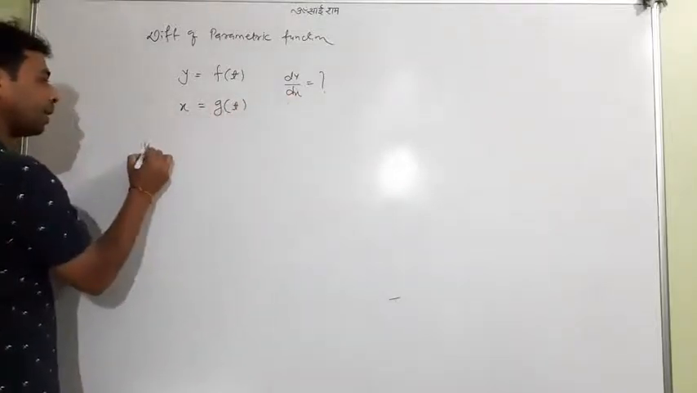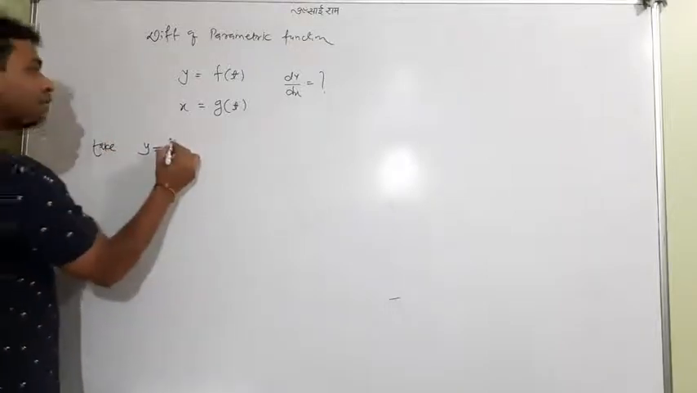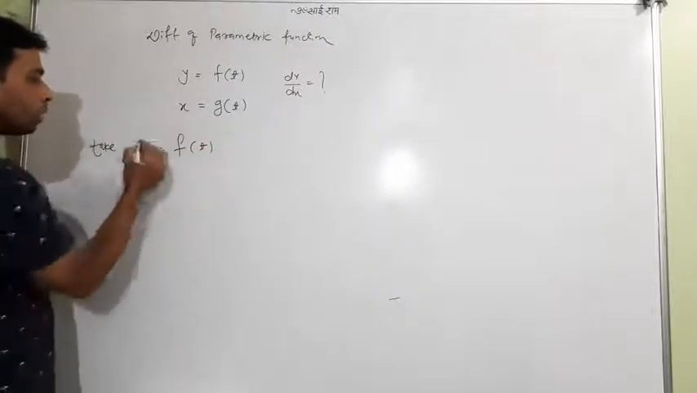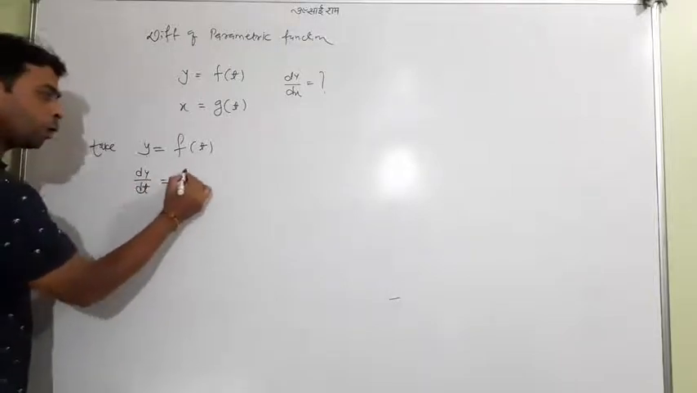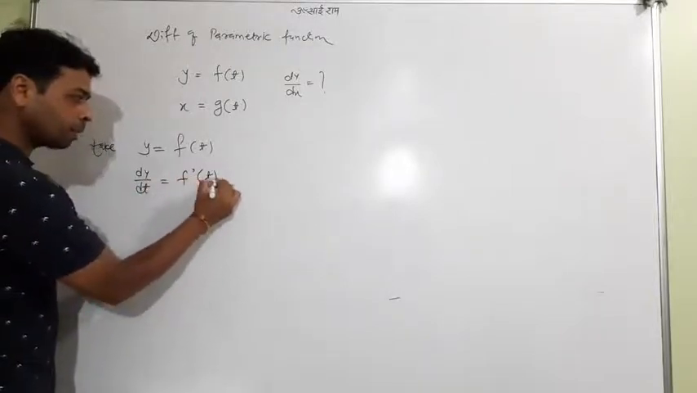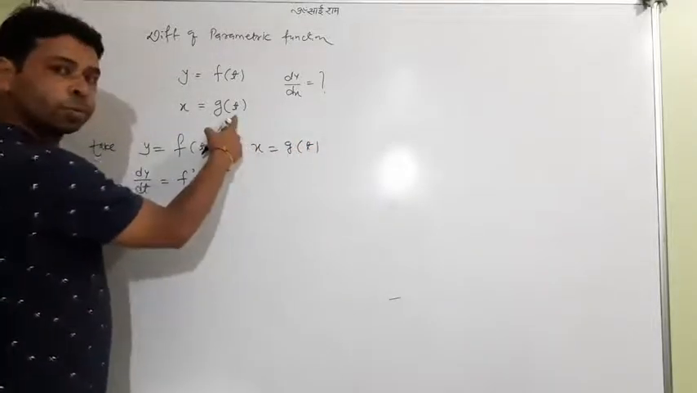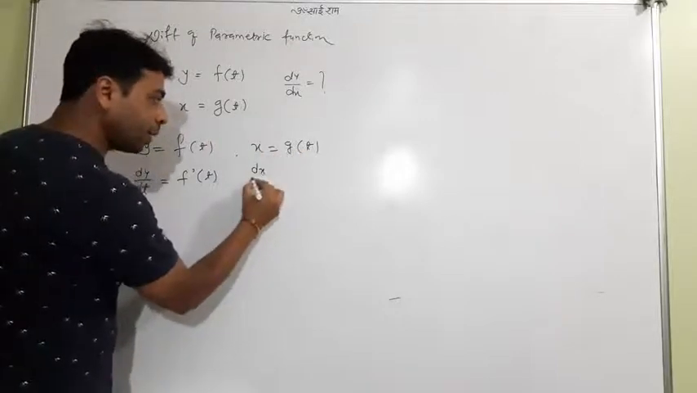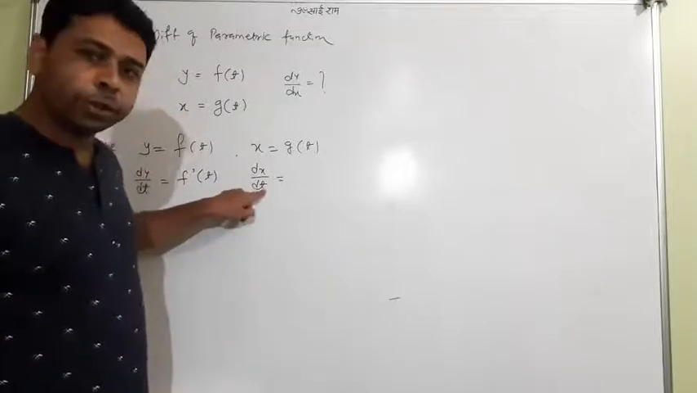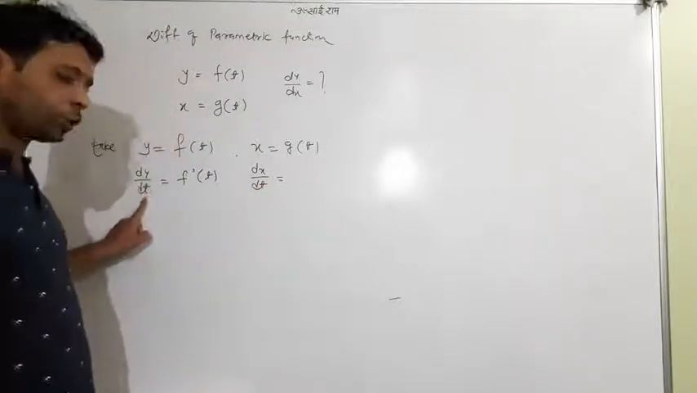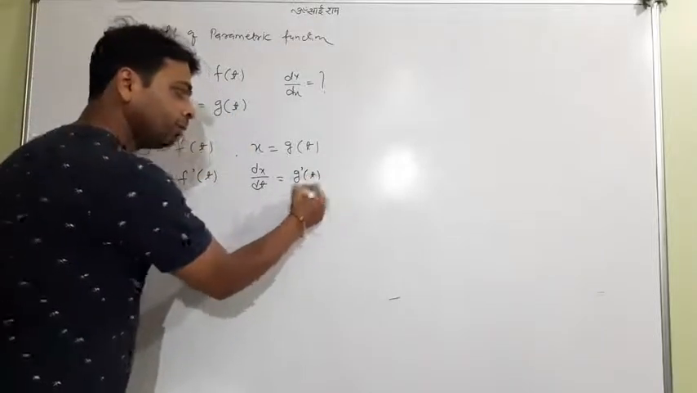For finding dy by dx, first you have to take y equal to f of t. Since y is a function of t, you find dy by dt. Whatever answer you get, suppose f dash t is coming. Then you have to take x equal to the second function. X is a function of t, so find dx by dt. You have to concentrate on that thing: you are doing the differentiation with respect to t, the third variable. Whatever answer you get, suppose g dash t.